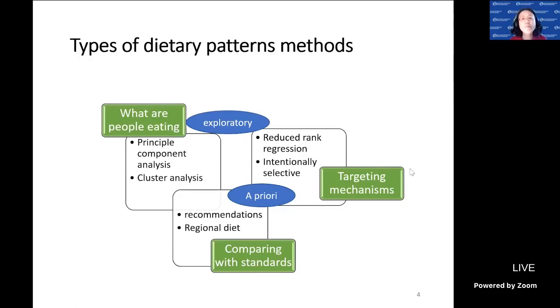And a lot of times they are mechanism targeted, to try to identify a combination of foods and quantities that have influence on certain biological mechanisms. And then therefore you can see whether those combinations of foods will actually have some influence on actual disease endpoints. So let's take a look at the exploratory pattern methods first.